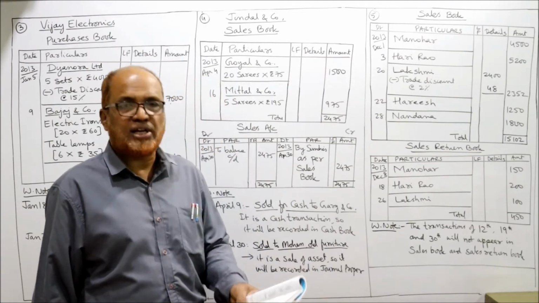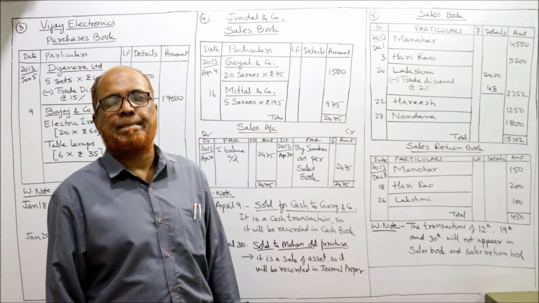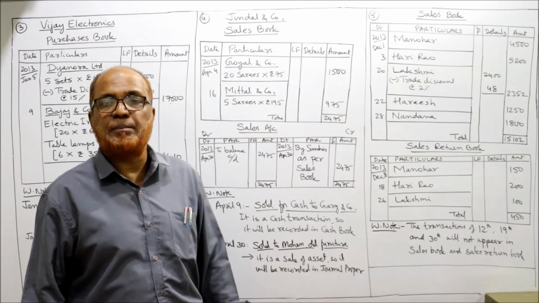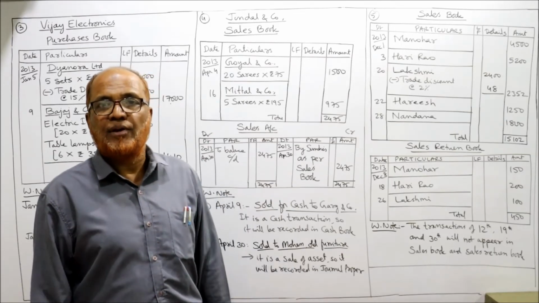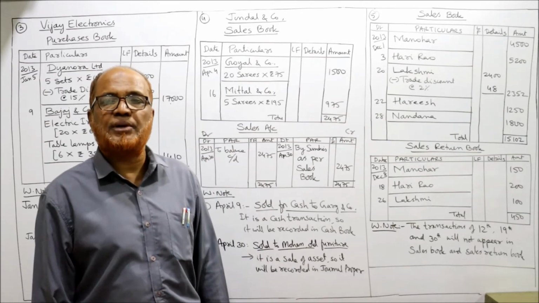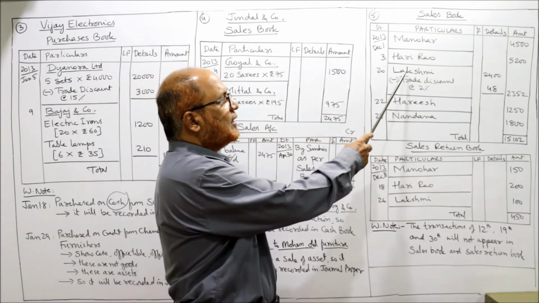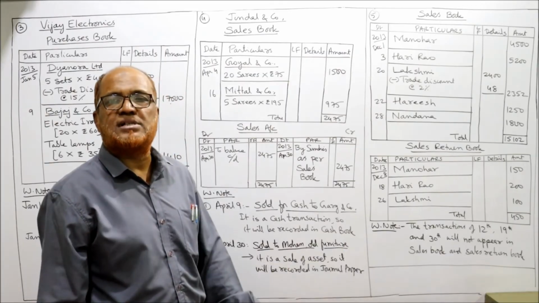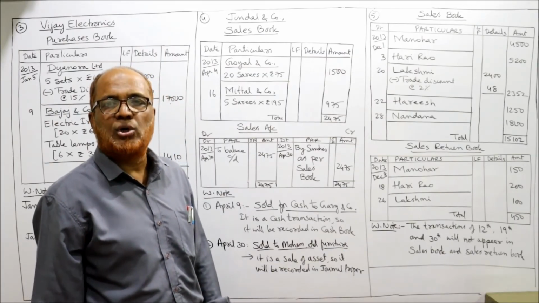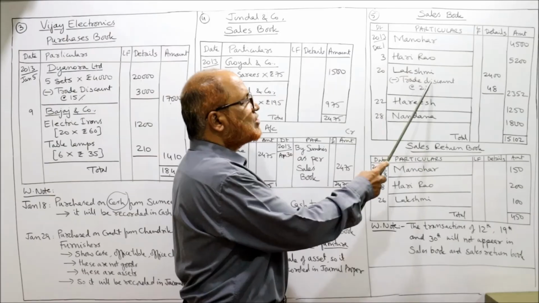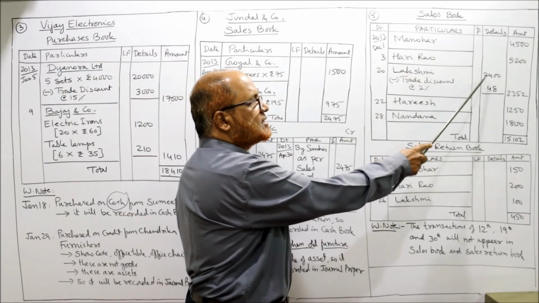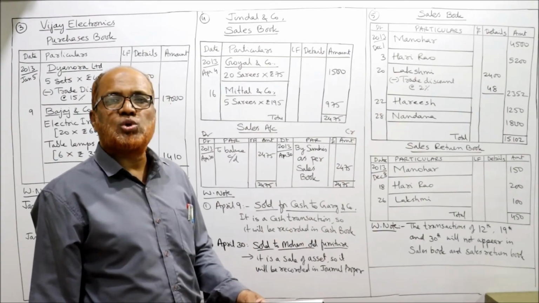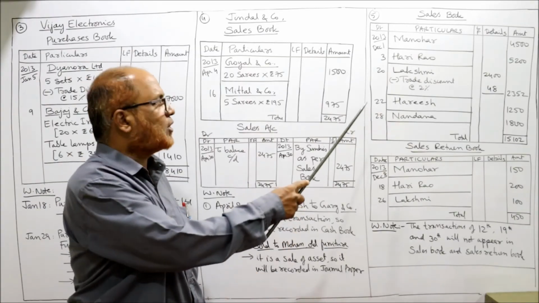Then Lakshmi purchased goods from us. That means we have sold the goods to Lakshmi. So sales book, Lakshmi, 2,400. And trade discount 2%, it is given in the problem. So minus trade discount 2%, 48. Subtract 48, 2,352. Next, goods sold to Harish, sales book.